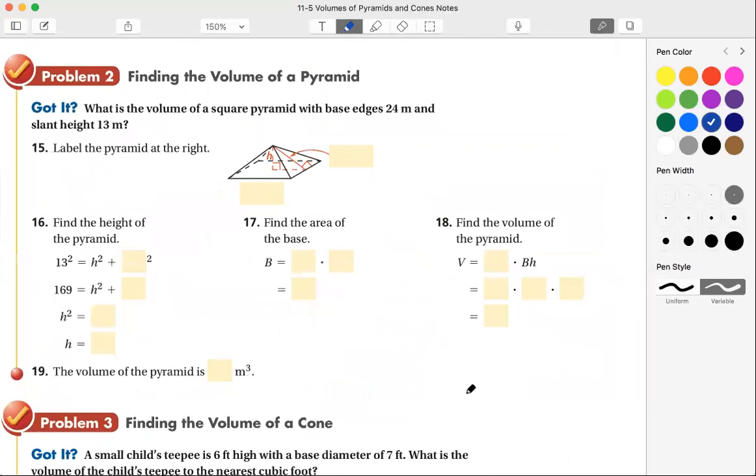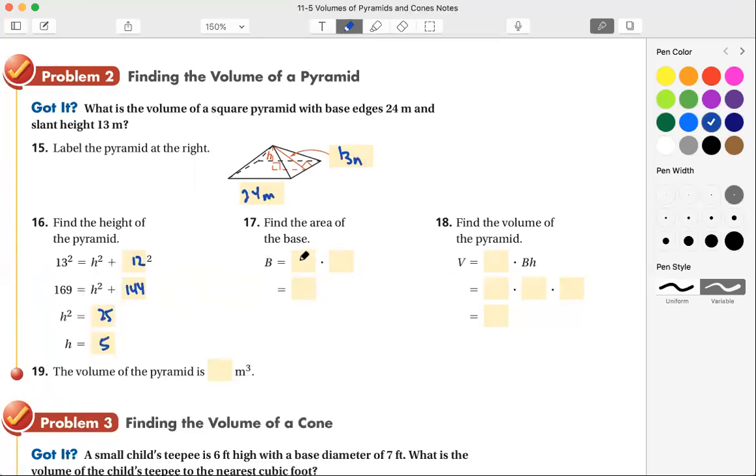All right, so what is the volume of a square pyramid with base edges 24 meters and a slant height of 13 meters? So let's label the diagram. So we know the base is 24 meters, and we know the slant height is 13 meters. So the first thing we'll do is find the height of the pyramid. We're going to use the Pythagorean theorem. So 13 squared equals 5 squared plus 12 squared. 169 equals 25 plus 144. We're going to subtract, h squared equals 25, h equals 5.